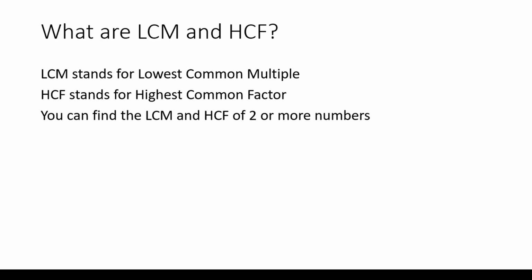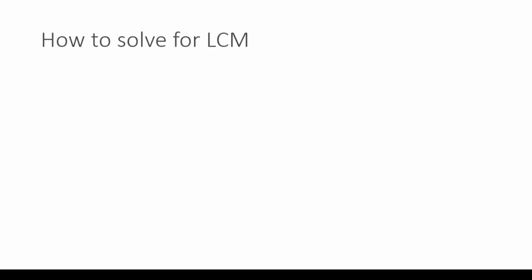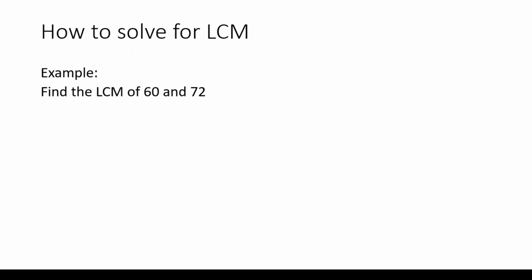LCM, lowest common multiple, HCF, highest common factor. And you can find the LCM and HCF of 2 or more numbers. So how to solve for the lowest common multiple? So if you were asked to say find the lowest common multiple of 60 and 72.